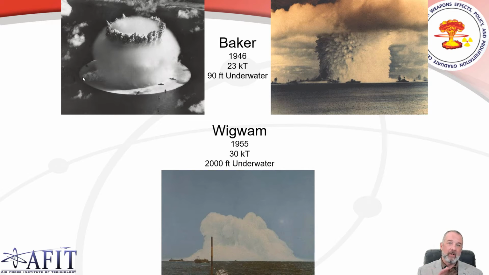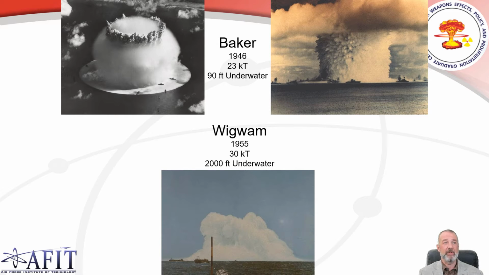So let's start off by looking at shallow water bursts. The one that I have up here is the Baker shot in 1946, a 23 kiloton detonation, which was only 90 feet below the surface of the water. And then we have the Wigwam shot, which was a little bit bigger, 30 kilotons, but 2,000 feet under the water, so much, much deeper. They produce very different effects that we can see at the surface of the water, but also in how pressure is transmitted through the water itself, underwater.